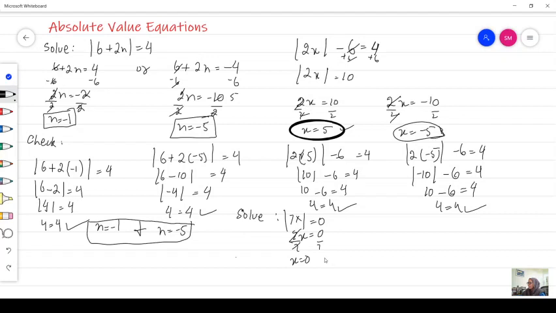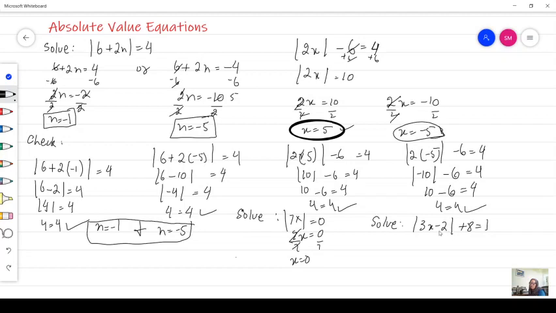Okay. Let's try another example. Solve the absolute value of 3x minus 2, plus 8, equal 1. So far, when I see this equation, I can tell that 1 is positive, right, after the equal, which means this expression is equal 1, and it's positive, then we are okay.